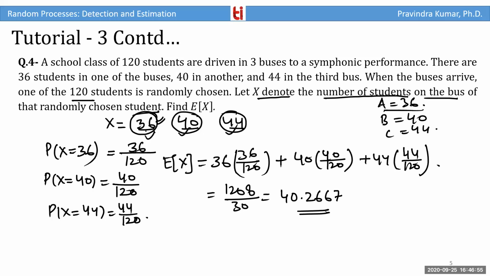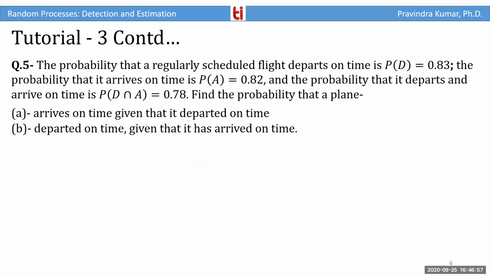Now, next question. The probability that a regularly scheduled flight departs on time is 0.83. The probability that it arrives on time is 0.82.